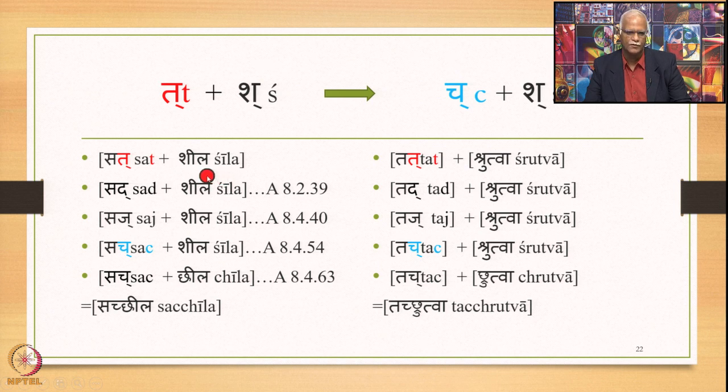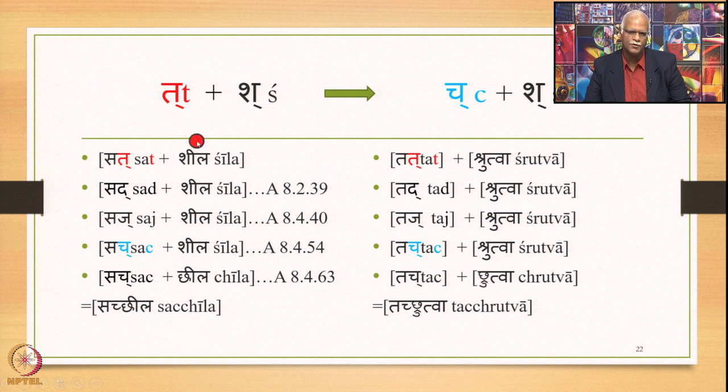This is a compound. So in this case, the t coming at the end of the pada will be substituted by d by 8.2.39. This d will then be substituted by j according to 8.4.40. And according to 8.4.54, j will be substituted by c, and in sajśīla, 8.4.63 will apply and will substitute this ś by ch. So we will get the form sacchīla.